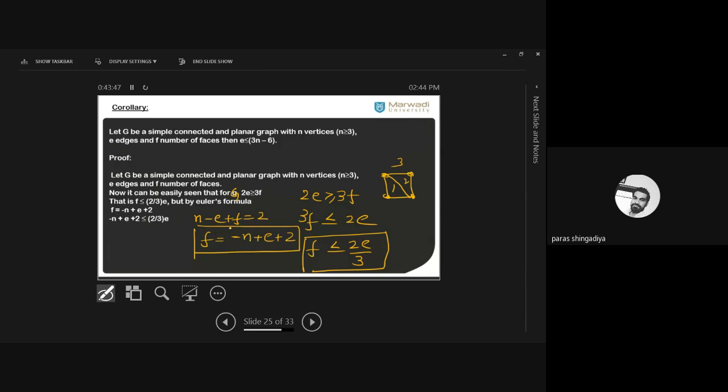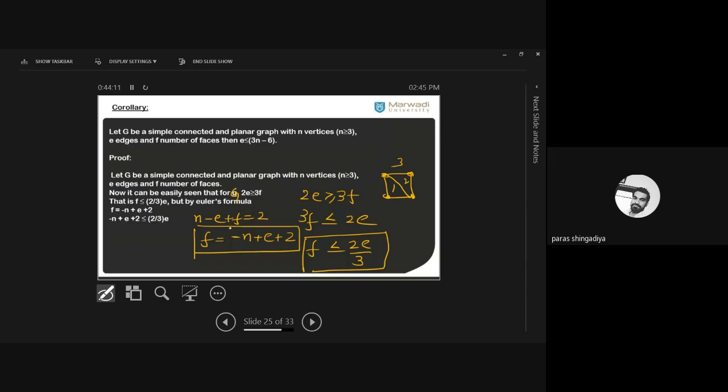Replace the value of F here. Okay? What is the F we have? F is equal to minus N plus E plus 2. Replace it in the inequality. Which inequality? F less than or equal to 2e by 3. Replace it there. Okay? So which part will you get? You will get minus N plus E plus 2 less than or equal to 2e by 3.